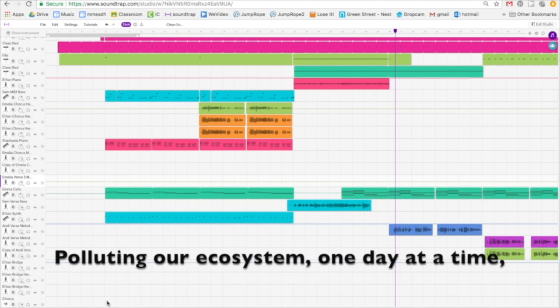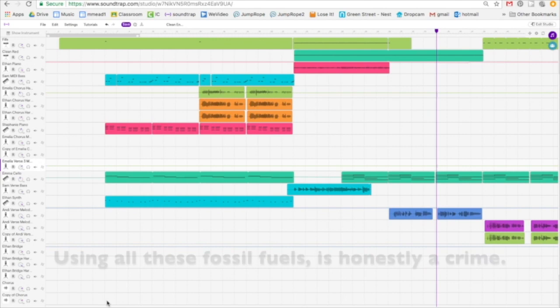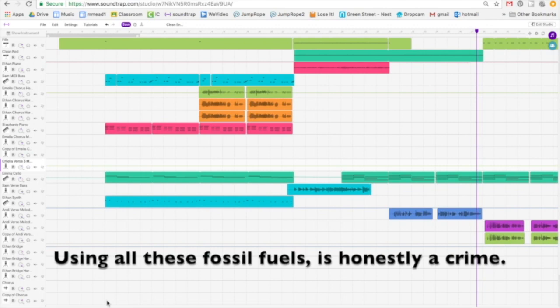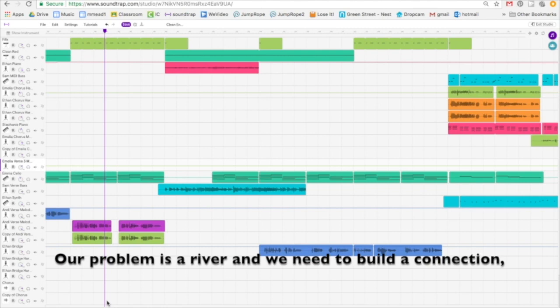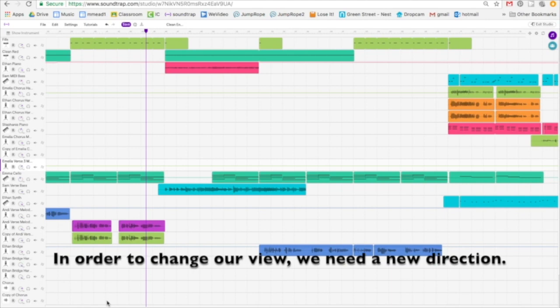Looting our ecosystem one day at a time. Using all these fossil fuels is honestly a crime. Our problem is a river, we need to build a connection. In order to change our view, we need a new direction.